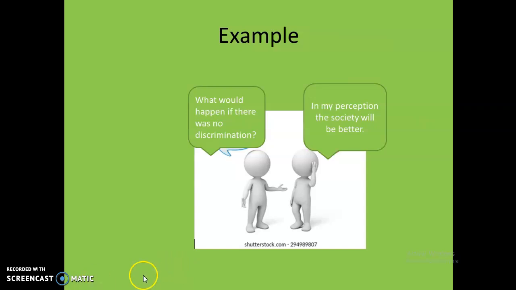What will happen if there was no discrimination? In my perception, the society will be better. So, as you can see, the person number one is making a question and it is generating an interpretation from the other person. This is how the tentative language works.